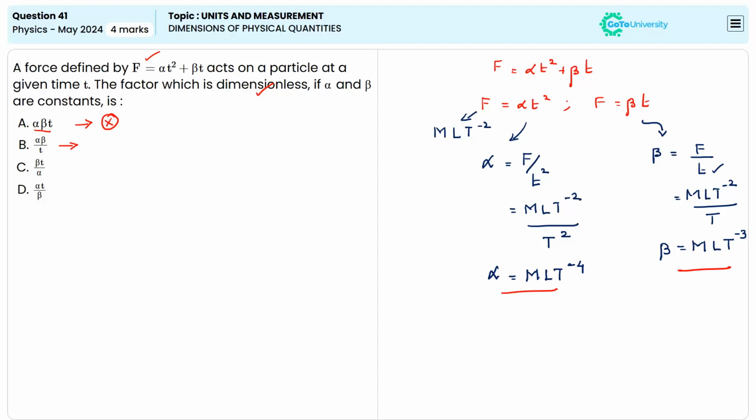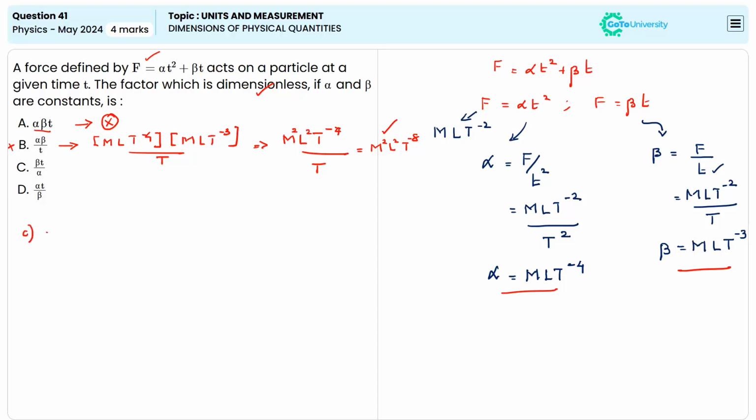So when we are multiplying alpha, beta and dividing by t, we will get M L T power negative 4 times M L T power negative 3 divided by T. When we are simplifying this, we will get M power 2, L power 2, T power negative 7 divided by T. Again, if we are simplifying, we will get M power 2, L power 2, T power negative 8. So this is having a dimension. So option B will not be the correct answer.